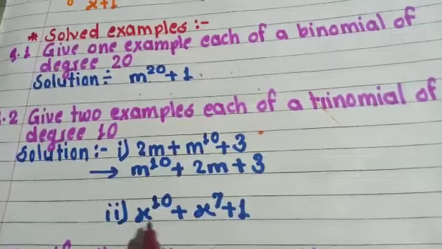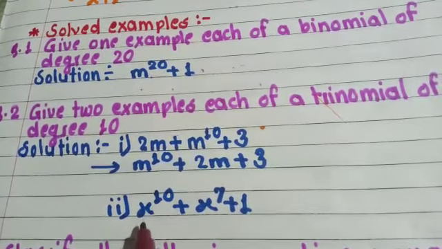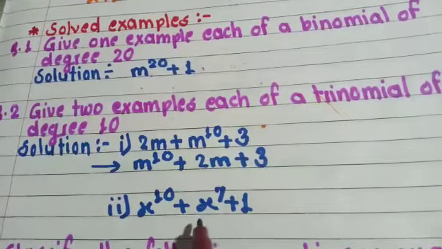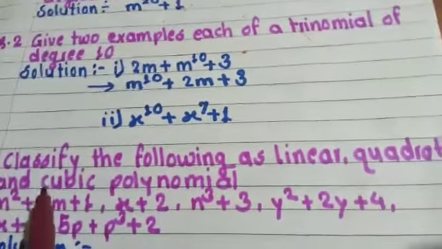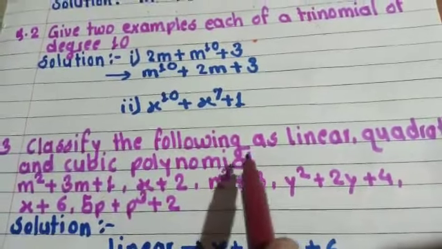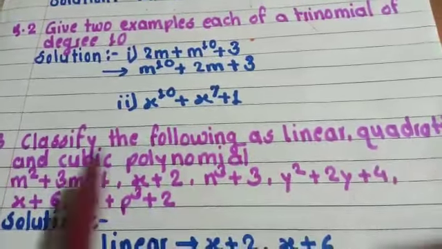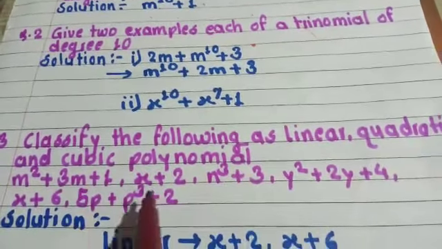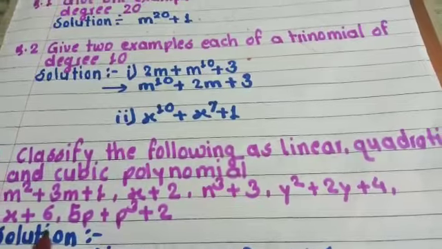We required 2 examples, so the second we can write is x raised to 10 plus x raised to 7 plus 1. This is another example. Now we'll come to question number 3. Classify the following as linear, quadratic and cubic polynomials. Some polynomials are given here, which we have to sort into the different types.